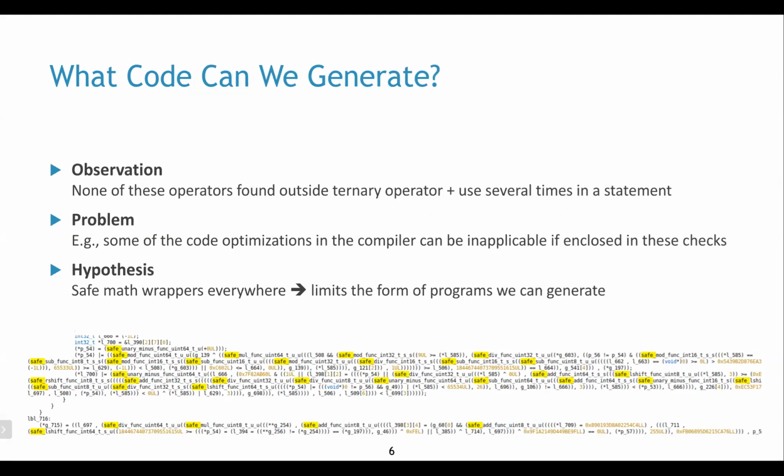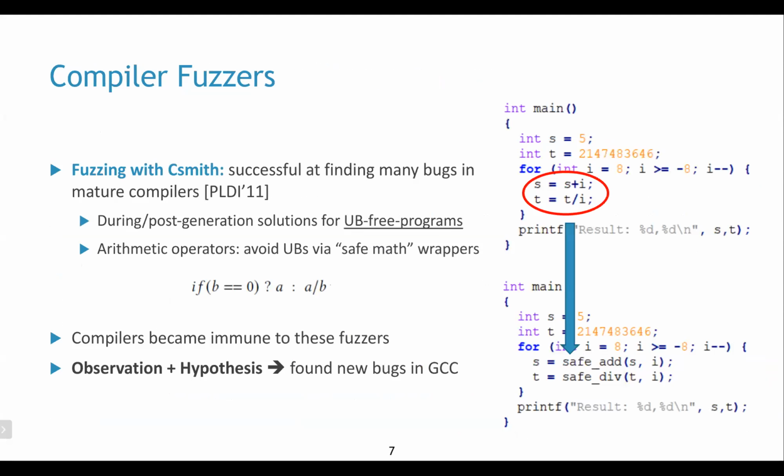An interesting observation is that these checks appear several times in instructions, and we don't see any of these operators as is outside of the ternary operator. This can be a problem because some of the code optimizations in the compiler can be inapplicable if enclosed in these checks. We hypothesize that these wrappers limit the form of programs we can generate because actually they are everywhere. If we look again at the example from before, we do need safe div because when we pass through 0, we will have a division by 0, but we don't need safe add because the plus is okay. We start from 5 and then we add 8, 7, and so on. So we never trigger an undefined behavior.